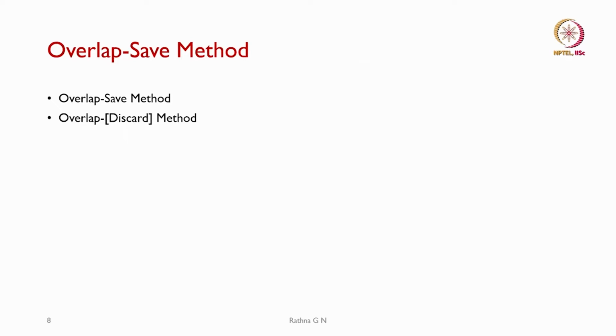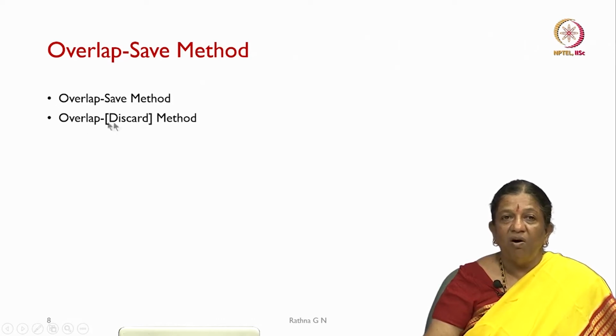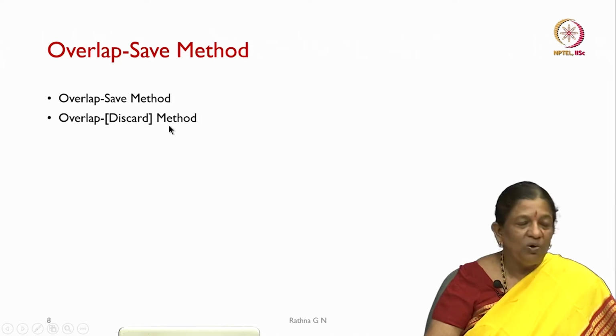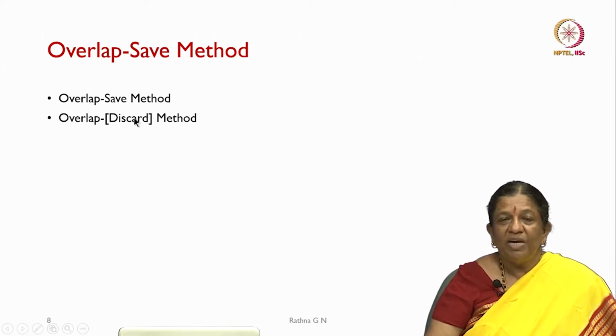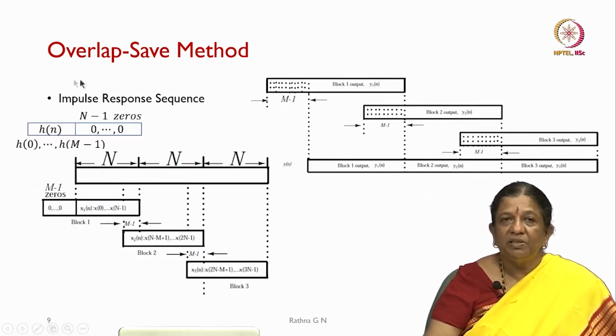So, the next one we will see is the overlap save method. Here, this one is also called the overlap discard method. Please hold on a while. We have added the m minus 1 zeros, and here m minus 1 data we are going to discard. That is why we can call it either overlap save or overlap discard method. So, how is this method going to work? Same as this, we have the impulse response.